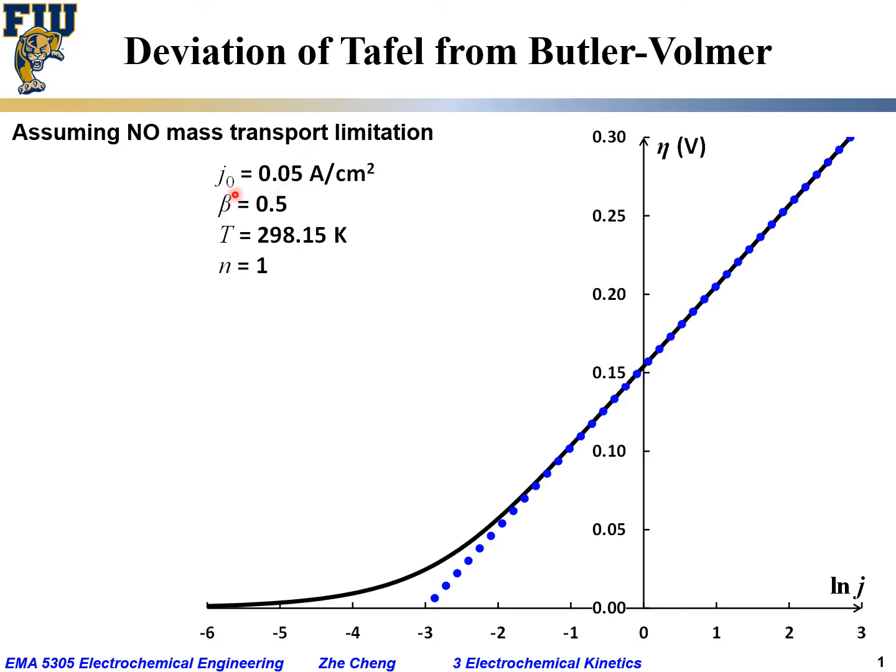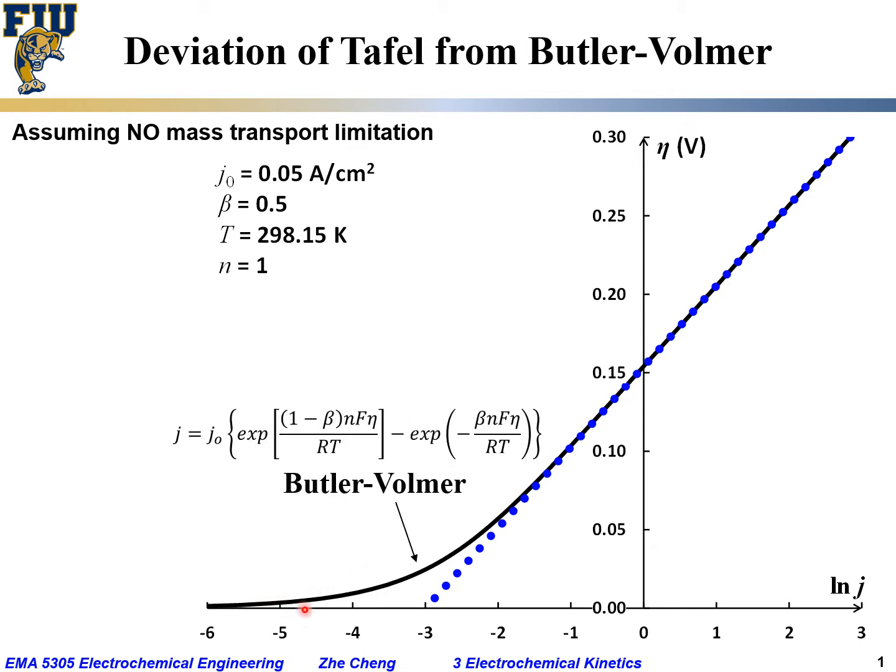And then let's plug in some numbers. Assume J0, the exchange current density, is 0.05 amp per square centimeter. Symmetry factor beta is still 0.5. Temperature is still 25 degrees C, or 298.15 Kelvin. And the number of electrons transferred is still 1. So with these numbers, we can plot the Butler-Volmer equation as well as the Tafel equation.